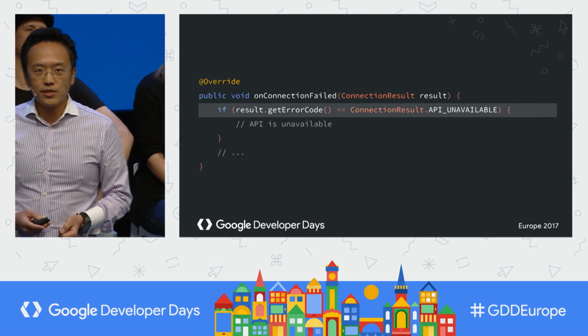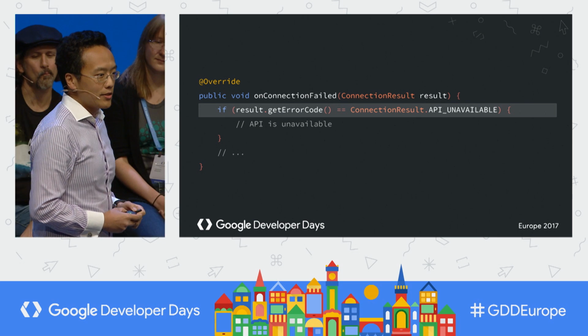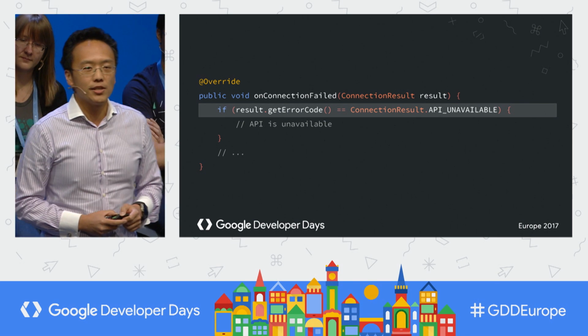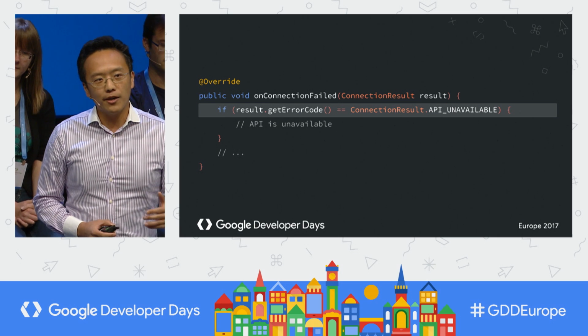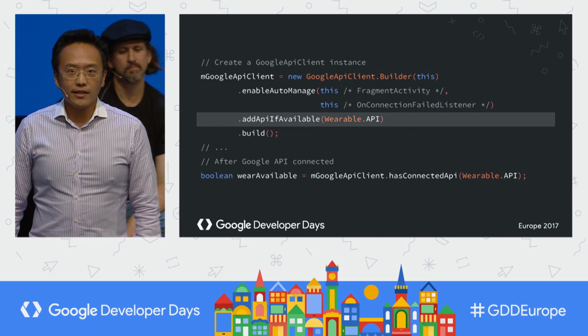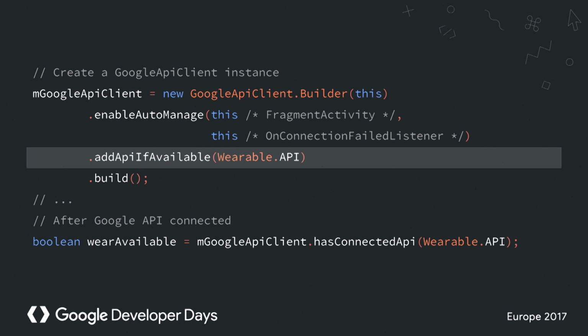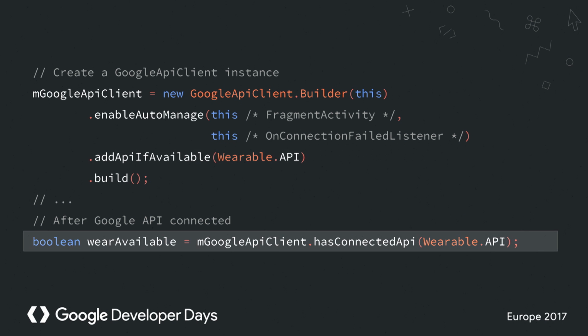So there's two ways to do this. One is when you're connecting to the Google Play services, check if the connection failed, that the API is available. And then second, if you have a variety of APIs, let's say 5 of them, and if 3 of them connect and you still want them to work, then you could say, add API if available, and then check that the API is actually available before you use it.